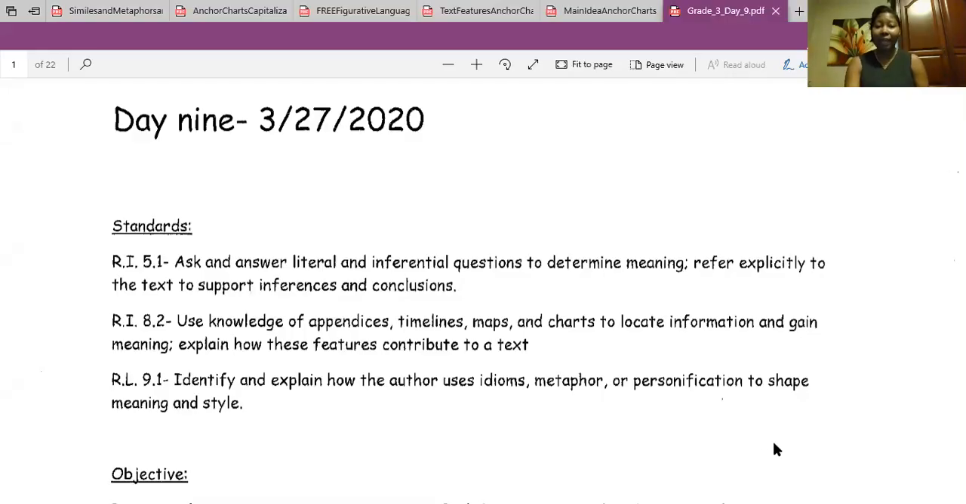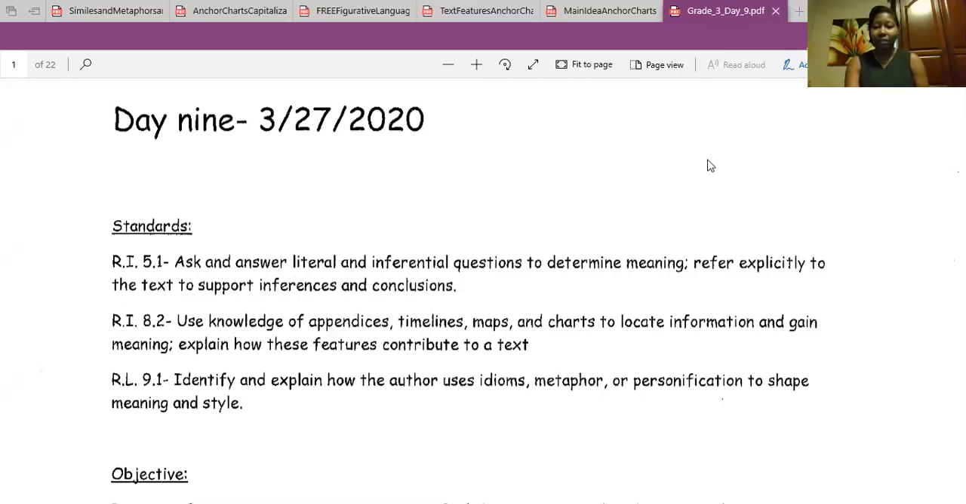In our day 9 e-learning packet, it says that the first standard we'll be touching on is R.I.5.1. It says ask and answer literal and inferential questions to determine meaning. Refer explicitly to the text to support inferences and conclusions. So let's dive a little deeper into what literal and inferential mean. Now, in class, we've discussed this over and over again, so this should be an easy review.